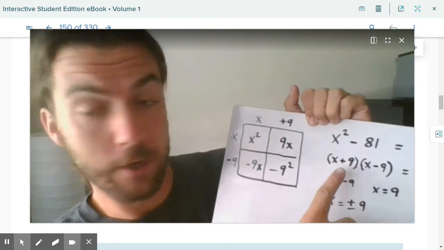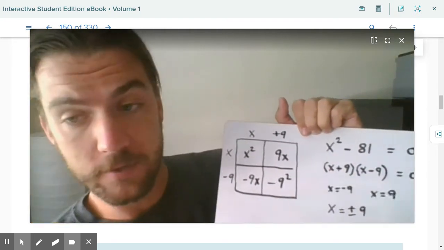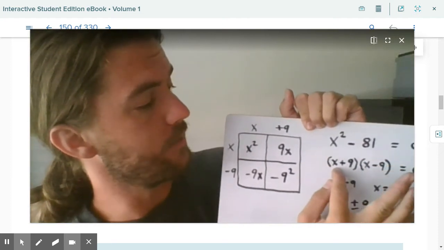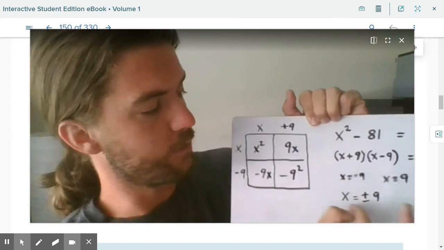Okay, our zero product property tells us that the only way for this product to equal 0 is if the left or the right side equals 0. So we can do that by making x negative 9 or this second x positive 9. Okay. Meaning our solution is plus or minus 9.